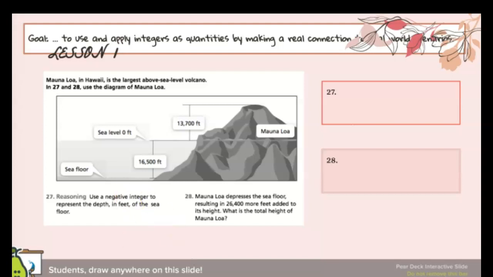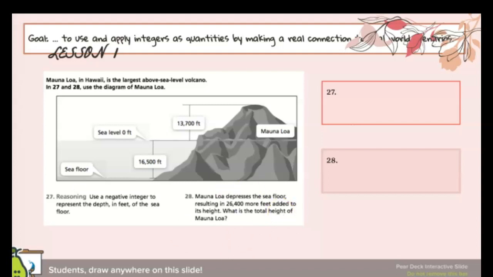Thank you. Okay, so number 28: Mauna Loa depressed the sea level, resulting in 26,400 more feet added to the height. What is the total height now of Mauna Loa? Selena, go ahead. You're raising your hand. The volcano has 41,100 feet. Selena said 41,000 something feet. Anybody who would like to agree or disagree with what she said? Sunny?